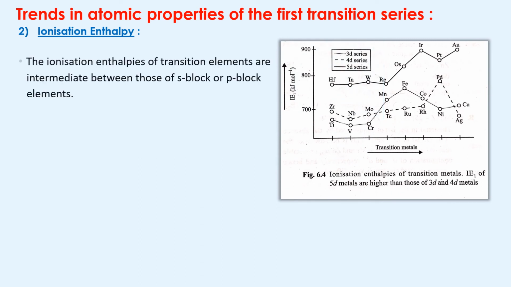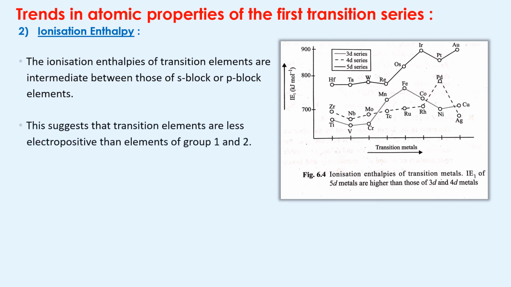So ionization enthalpy means the energy required to remove the electrons. The ionization enthalpy of a transition element is intermediate between the s block and p block elements. As you know, in the periodic table, transition elements are placed between s block and p block elements. So that's why their ionization enthalpy is also intermediate between s block and p block elements.